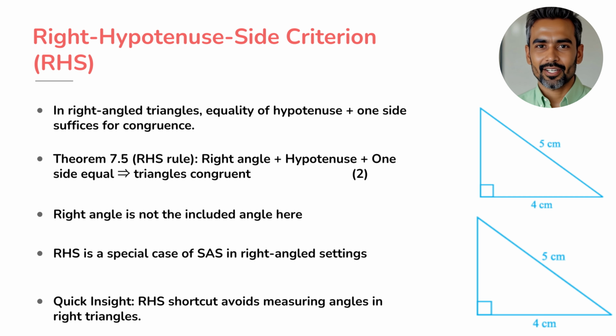Notice something important here. The right angle is not the included angle, yet the triangles still become congruent. That's what makes RHS a special case of the side-angle-side rule, tailored just for right triangles. As you can see in the figure, both triangles have a hypotenuse of 5 cm and a base of 4 cm. Without even checking the other angle or side, we can confidently say that these two triangles are congruent by RHS. Here's the quick insight: RHS saves time and avoids unnecessary angle measurements. It's like a handy shortcut for right-angled settings.